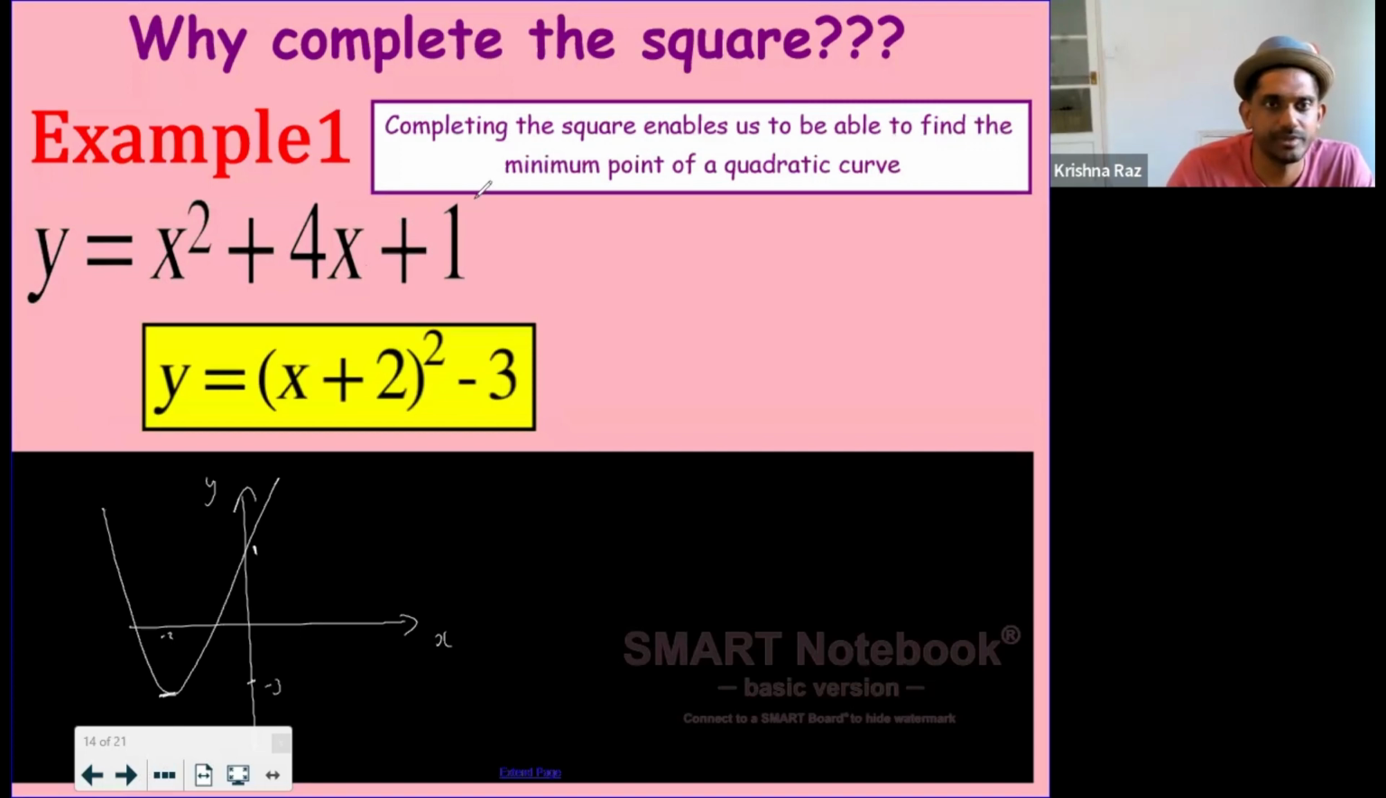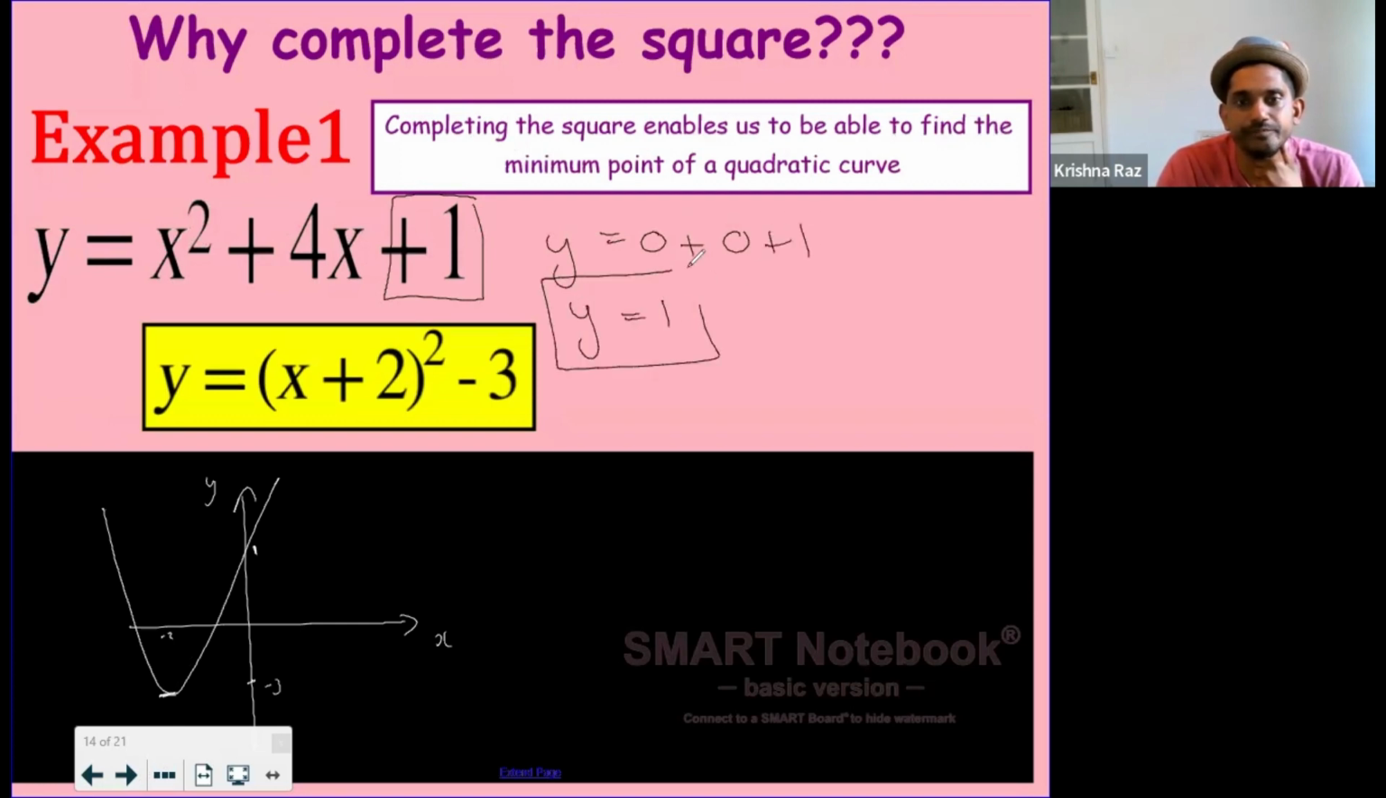Firstly, this number here will always be the y-intercept because the y-intercept occurs where? That's right, when x is 0. When x is 0, we would get y equals 0 plus 0 plus 1. So y would be 1. So that will be the y-intercept.